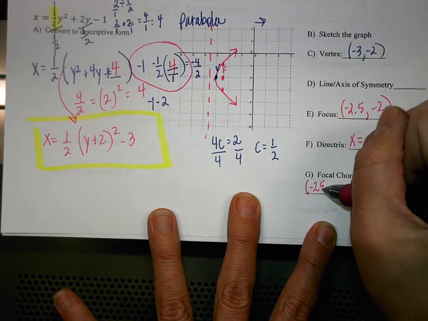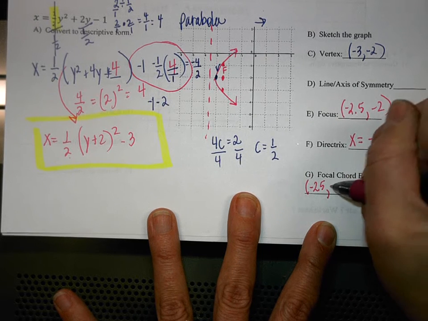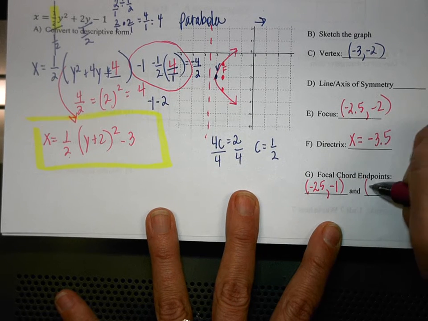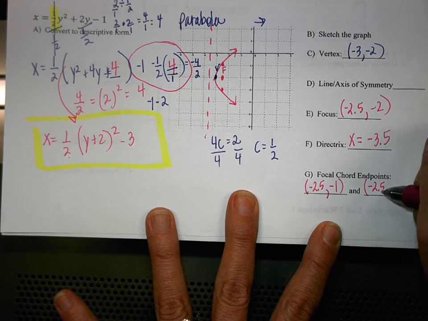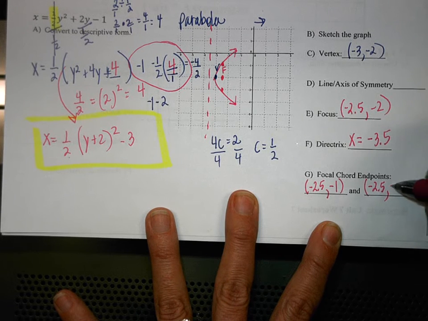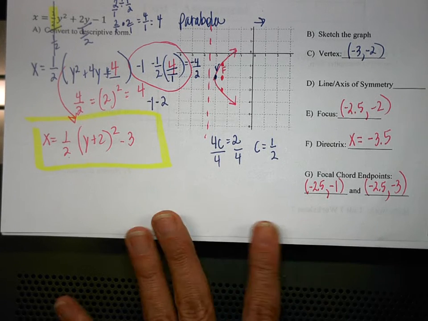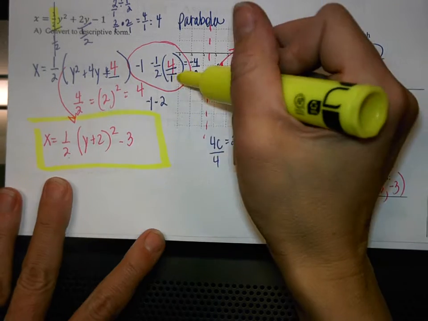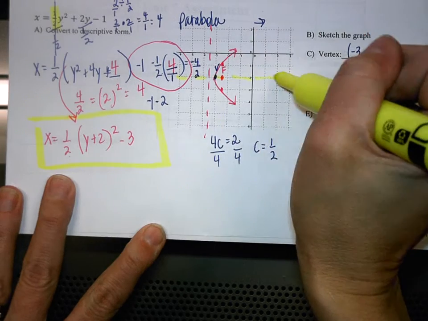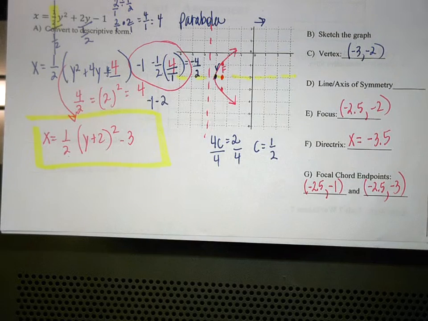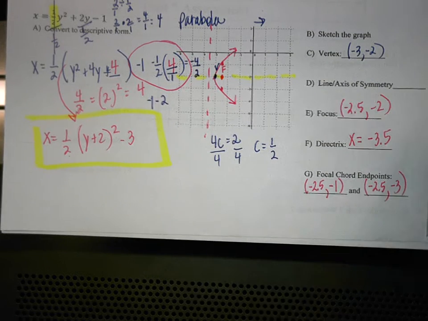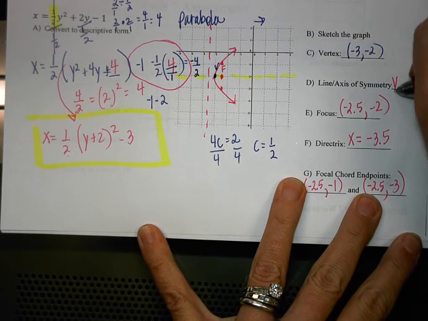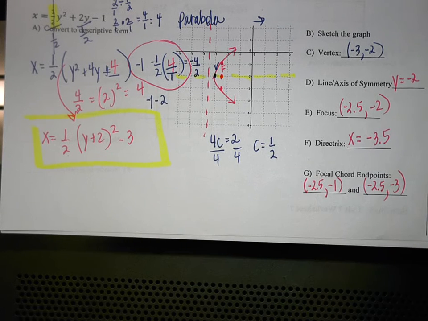Negative 2.5, negative 1, good, negative 2.5, negative 3. My line of symmetry, we know, goes through the focus and the vertex. And what is that line? y equals negative 2. Very good. Any questions?